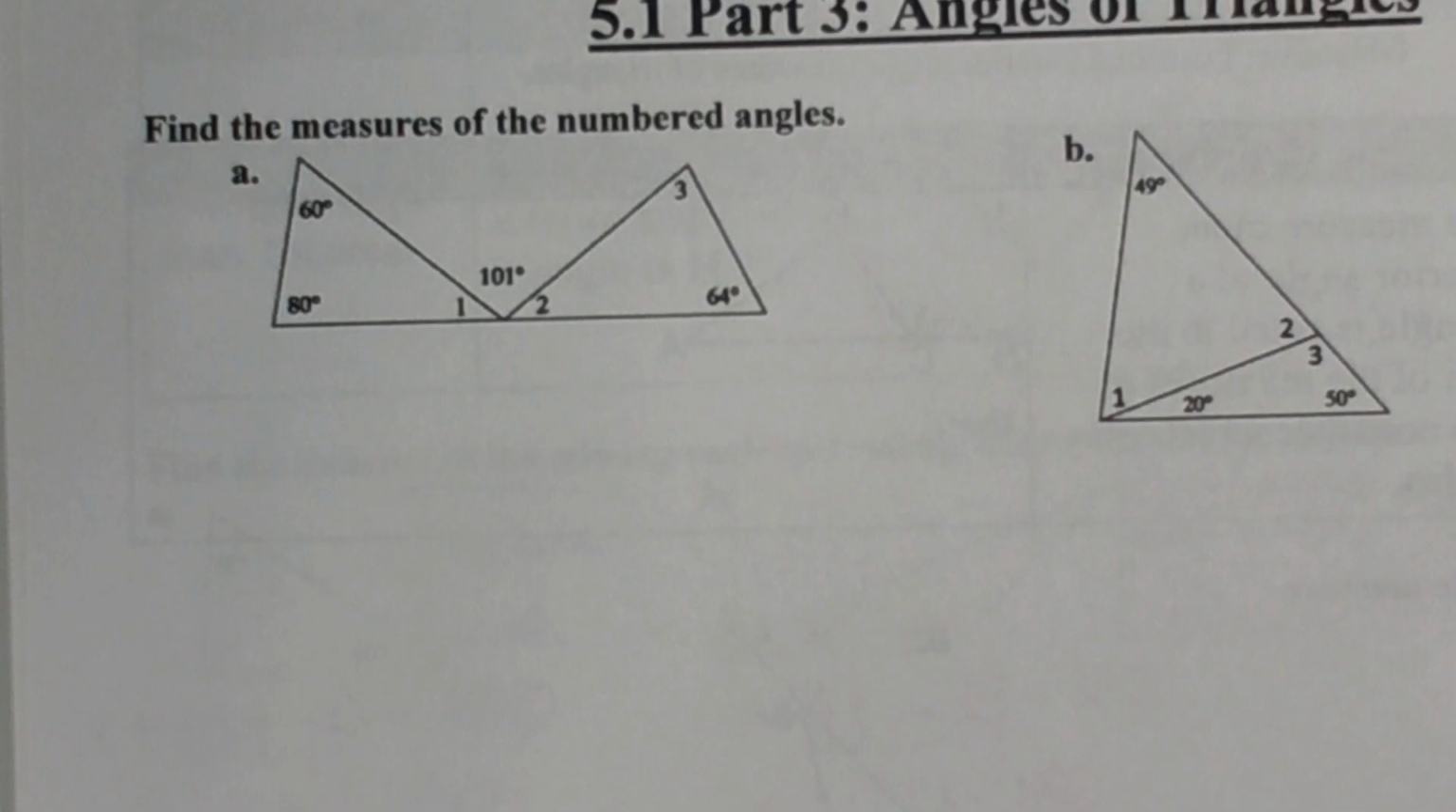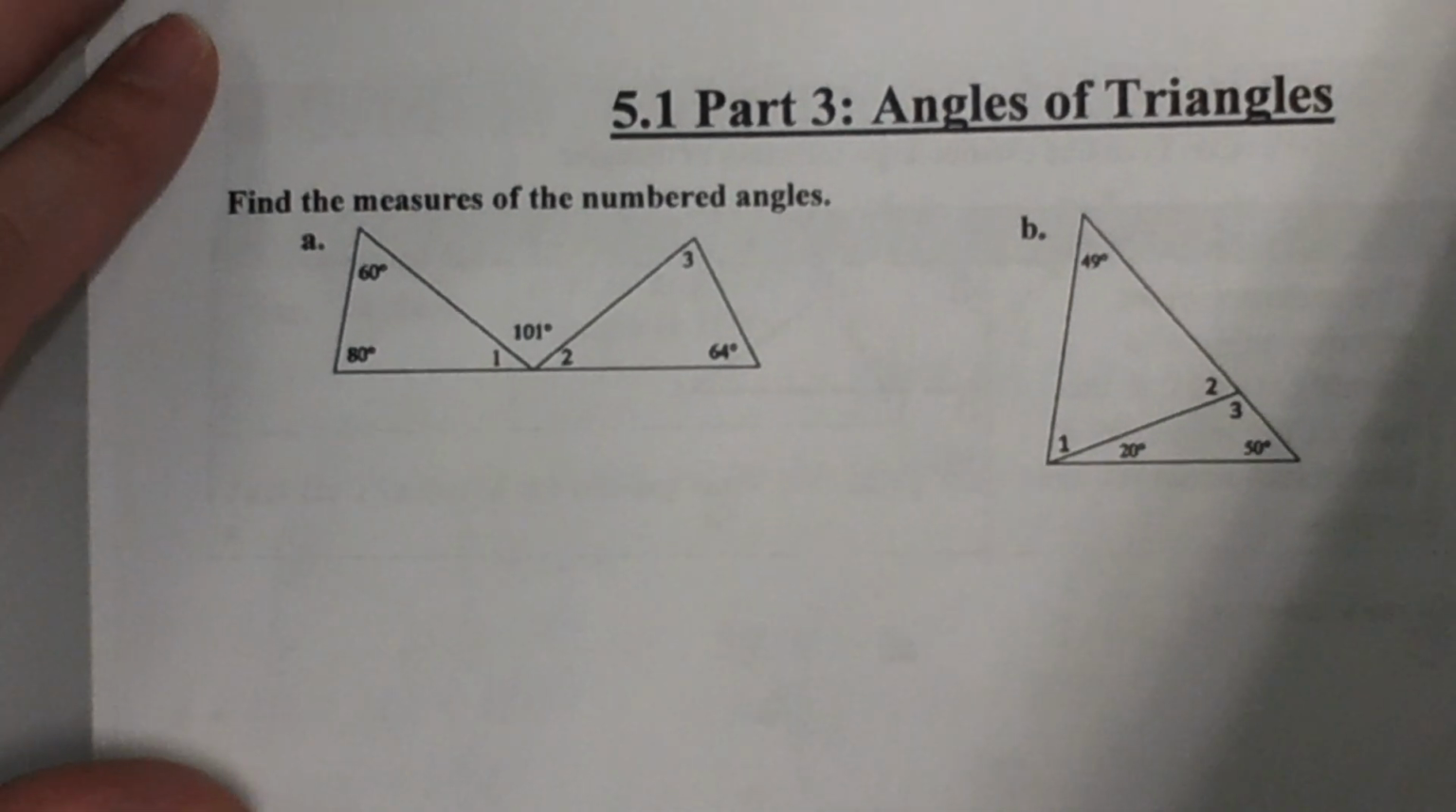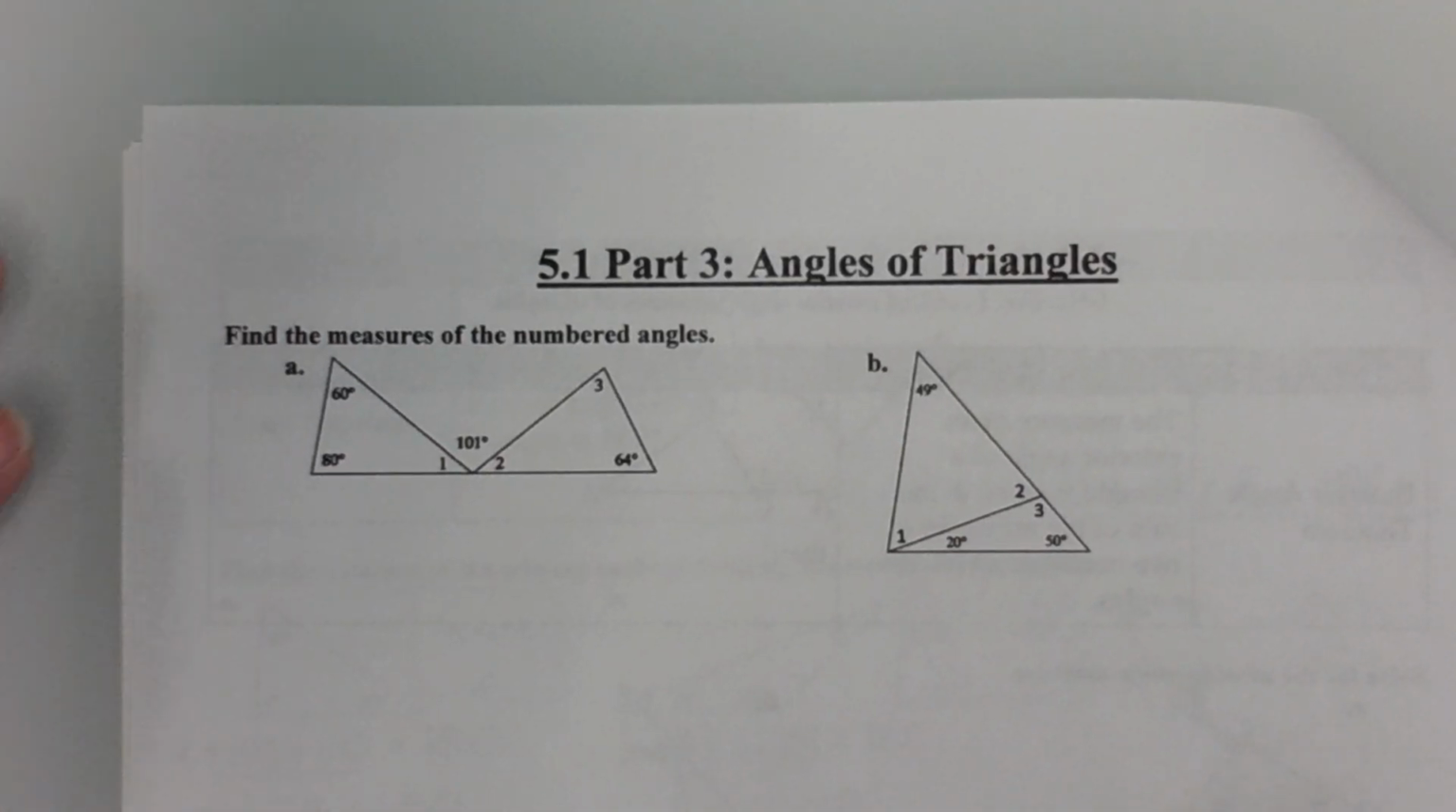Okay, perfect. So we are trying to find the measure of the numbered angles. There are 3 of them in this case: angle 1, angle 2, and angle 3 that we are looking for. To find the measure of numbered angles, really there are 3 tools that are hugely helpful to us in this process.